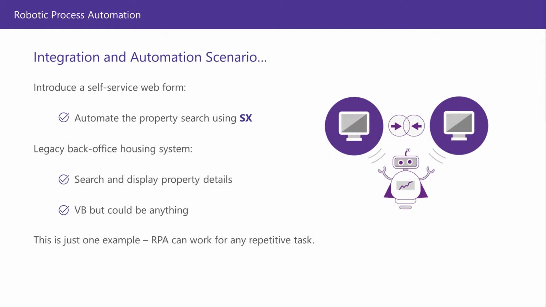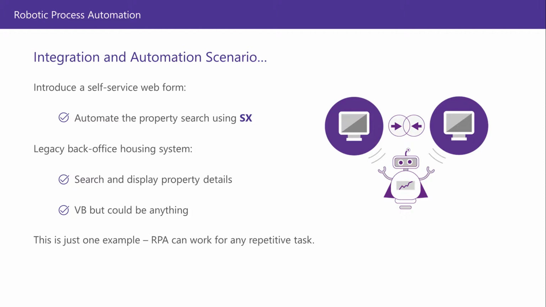The scenario we'll be looking at in this demo is automating access to a legacy system through a web form. Our legacy system is a housing back office system. It's rather old. You can search and display property details, and it was written in Visual Basic, but it could alternatively be a Java application or HTML, for example.